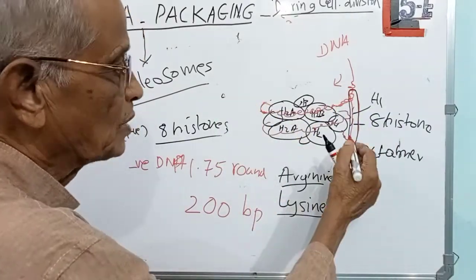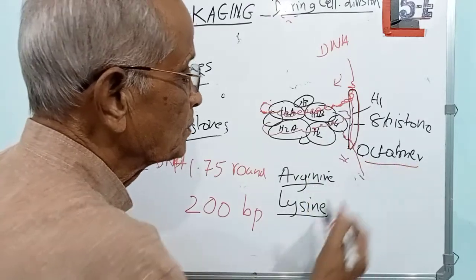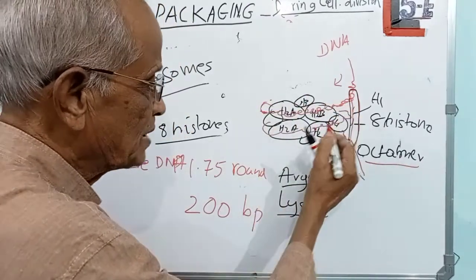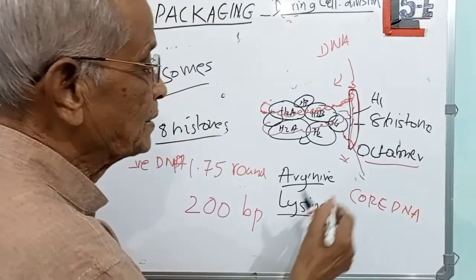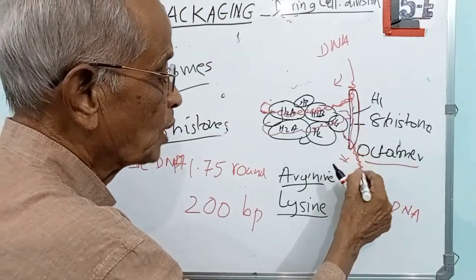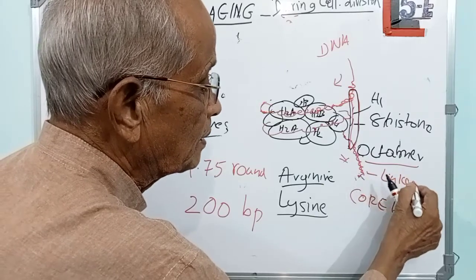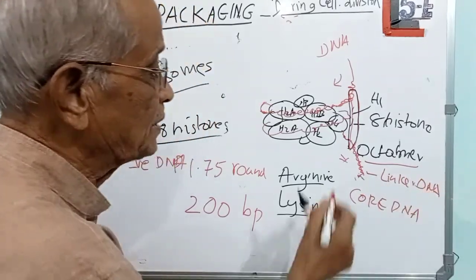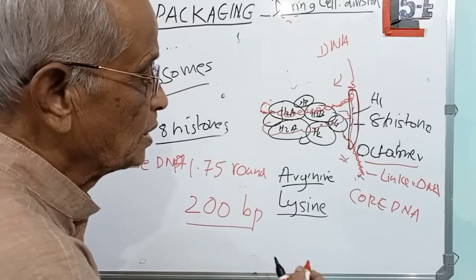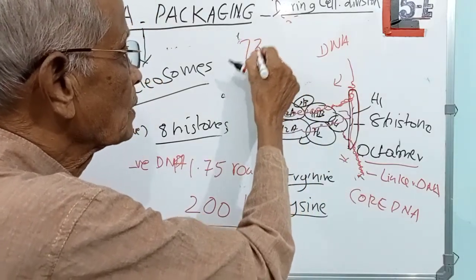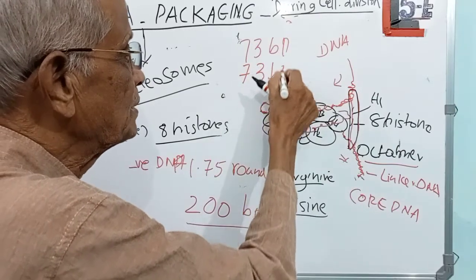Now this structure with 8 core histones is called the octamer, and the DNA surrounds that. That DNA is called the core DNA, and the DNA that comes out and joins with another nucleosome is called the linker DNA. So scientists have said that this total structure will contain 200 base pairs, out of which there will be 73 base pairs in one circle and another 73 base pairs in the second circle.